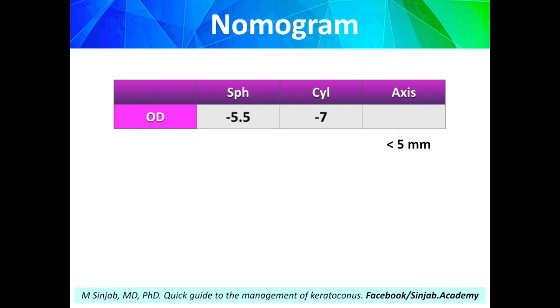Now, since we have high astigmatism and relatively high sphere, we can go for the 5 millimeter type in order to correct some astigmatism and some sphere, or we may go for the 6 millimeter type in order to correct most of the cylinder and some of the sphere.